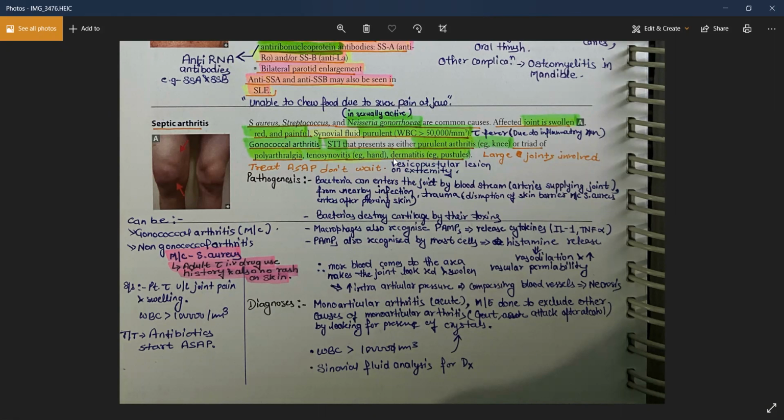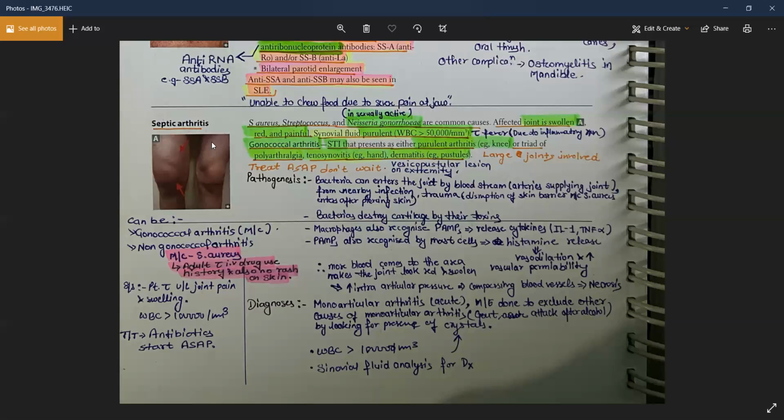Okay, so pus forming lesions all over the skin. First thing, joint involvement. Second thing, acute joint pain. Third thing, fever. Fourth thing, a history of sepsis. Whenever all these scenarios are present, you will always think about septic arthritis.